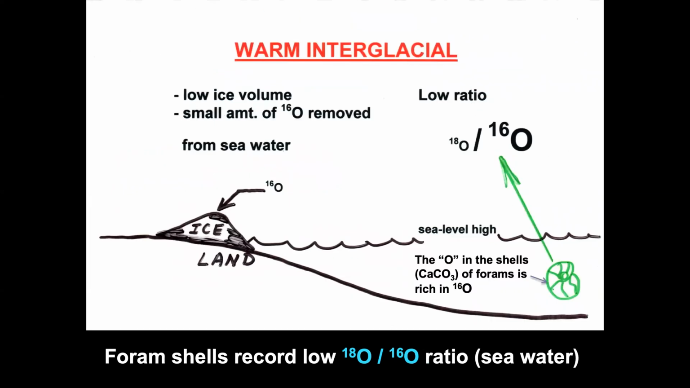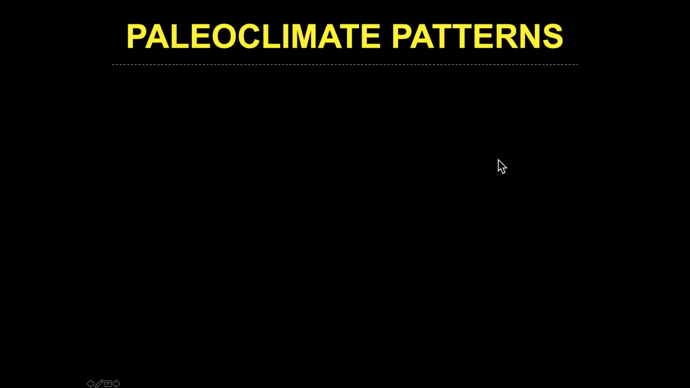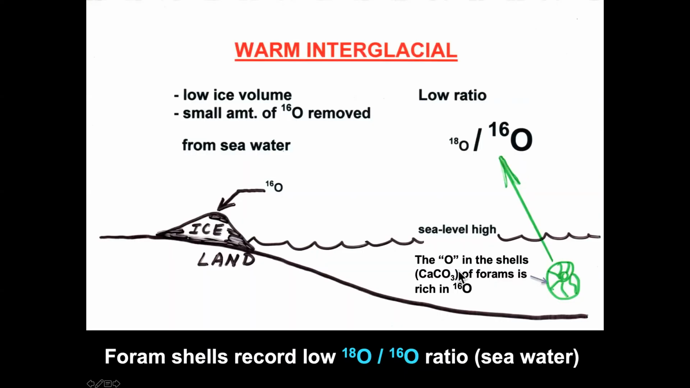Now, go to a warm period. Notice the big chunk of ice turned into a little nub of ice. All that 16 is now in the water. So now the ratio is going to be smaller 18, greater 16. So the little seashells are going to represent that or show that.